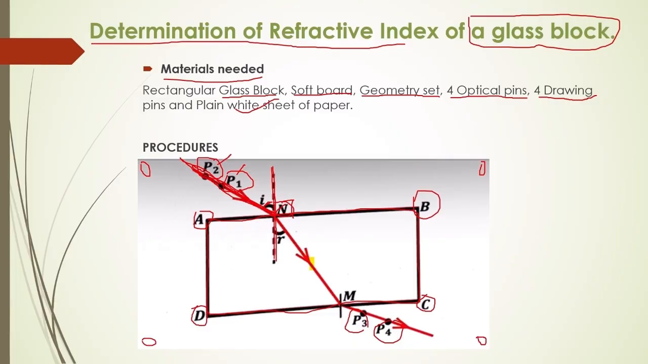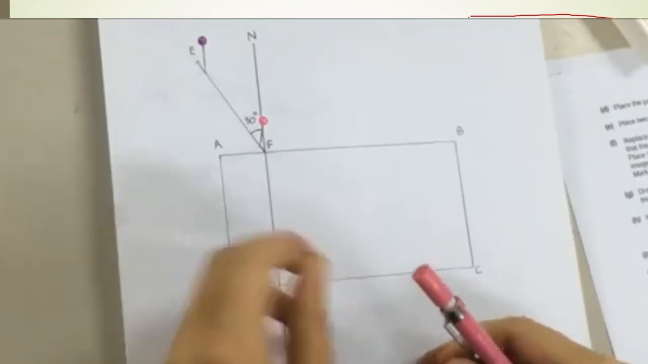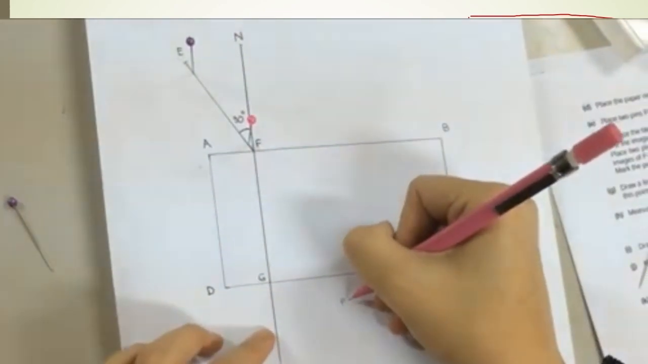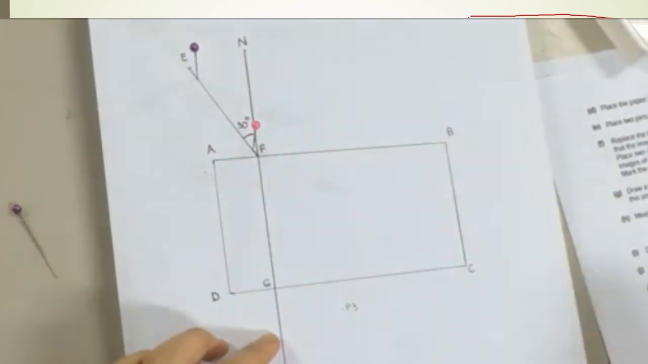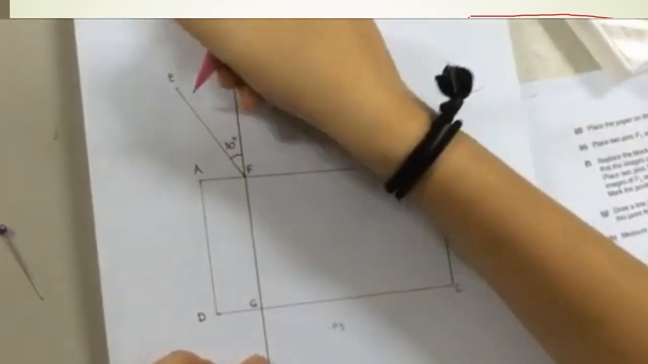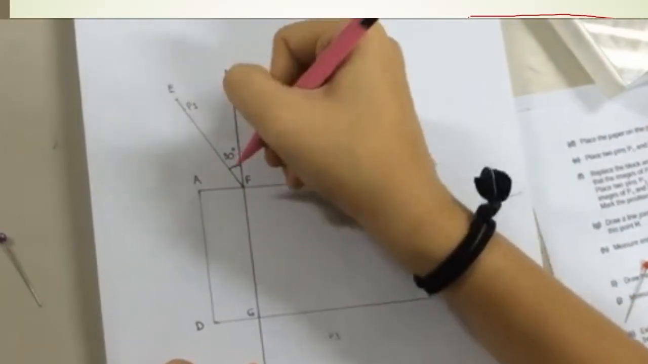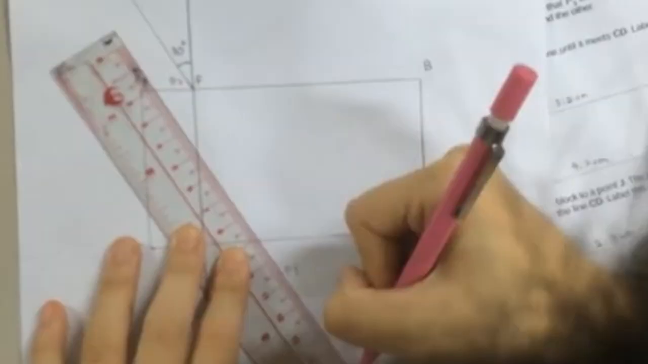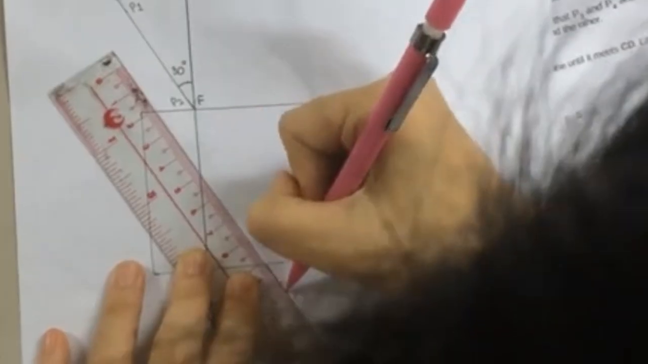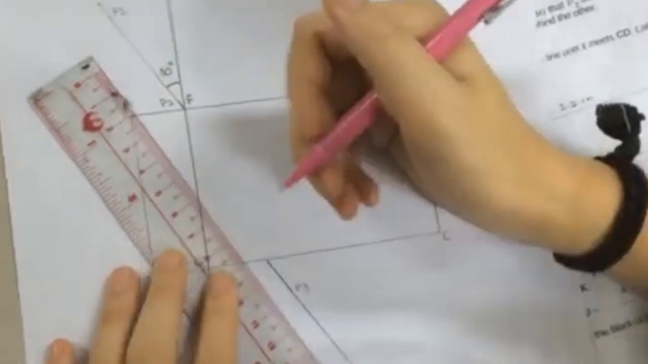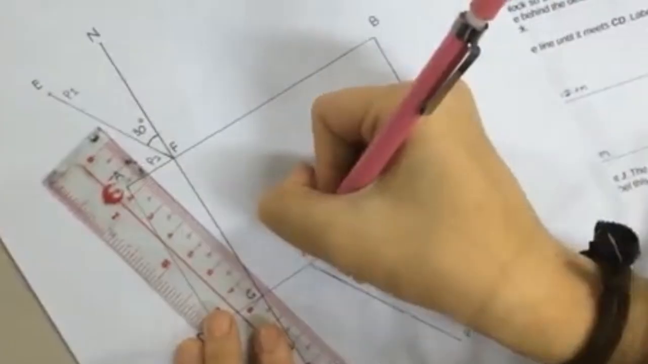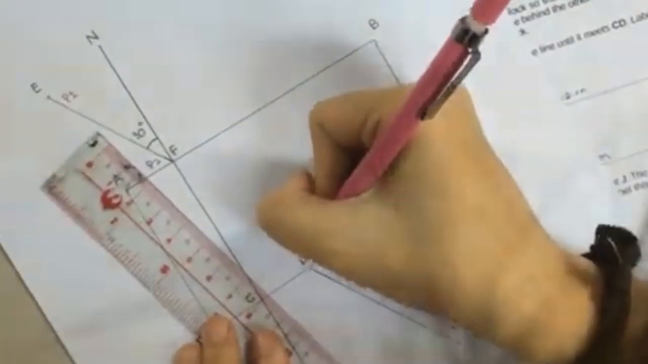After fixing those pins P3 and P4, you remove the glass block together with the pins P3 and P4. Then after removing, you draw a line passing through the points of the pins P3 and P4 to meet the side of the glass block DC at point M.